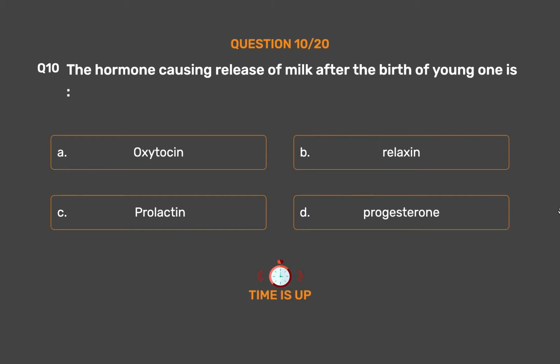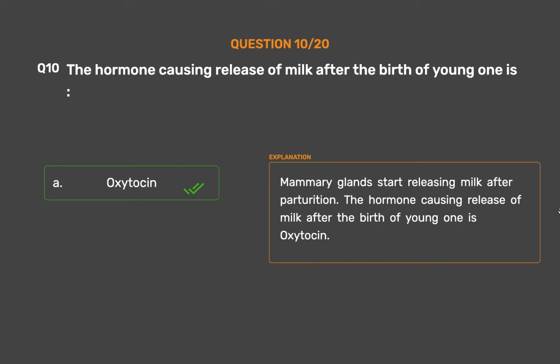The correct answer is option A. Oxytocin. Mammary glands start releasing milk after parturition. The hormone causing release of milk after the birth of the young one is oxytocin.